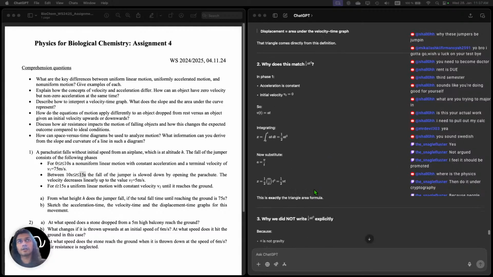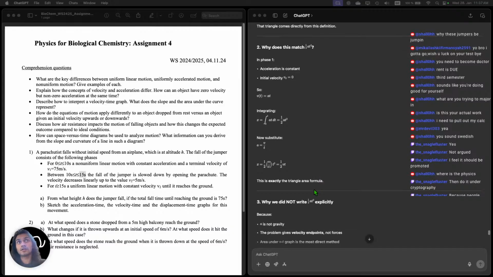Half AT square, half VT. This is exactly the triangle area formula.